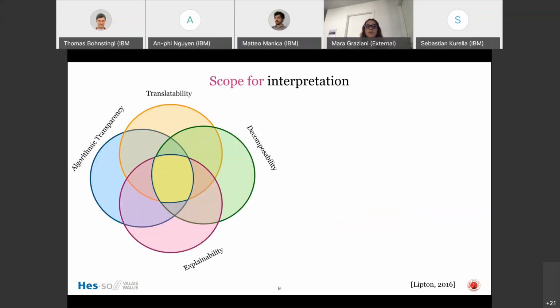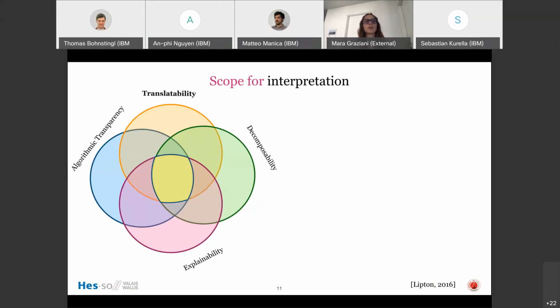There are different scopes, and most of them were analyzed by Lipton in the paper, The Mythos of Model Interpretability, that I recommend having a look at. In this diagram, I show some of them, and we will see during this talk that each of them can lead to different interpretability analysis. So in some cases, we might be looking for something called algorithmic transparency. That is a clear and understandable procedure that brings us from a starting point to an output.